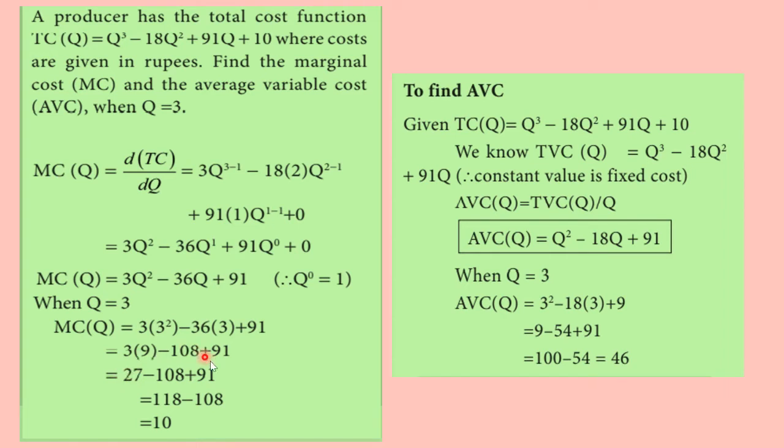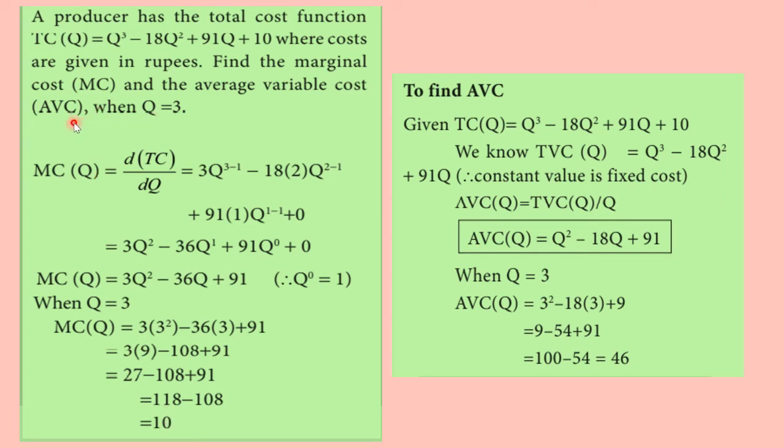So add all the plus. 27 and 91 will give me 118 minus 108. Here we have two different signs. 118 has plus and this has negative sign. So if you get like this, you just have to subtract both. 118 minus 108 is equal to 10. So the marginal cost is 10. We have finished the first part.